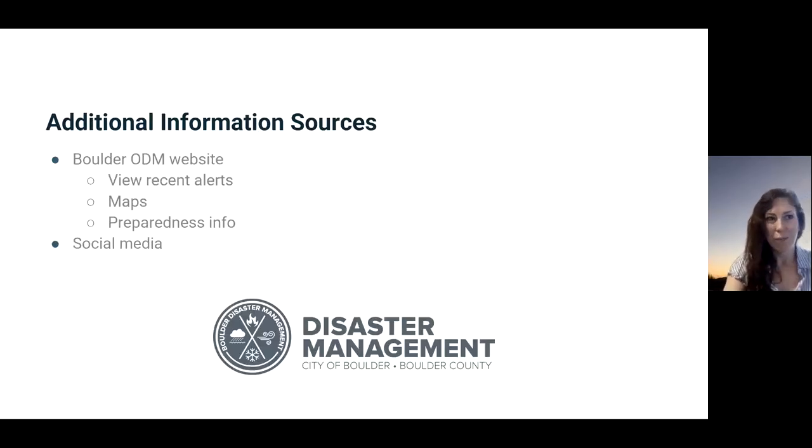So we've covered a lot of information. There are also additional sources where you can get information as hazards occur. The Boulder ODM website, which you can reach at boulderodm.gov, has information on recent alerts. It's also got maps when we have disasters going on that will indicate what areas are at risk and under advisory, warning, or order, and then preparedness info as well, so that you can take steps prior to a disaster occurring to get yourself more prepared and get through that disaster more easily.